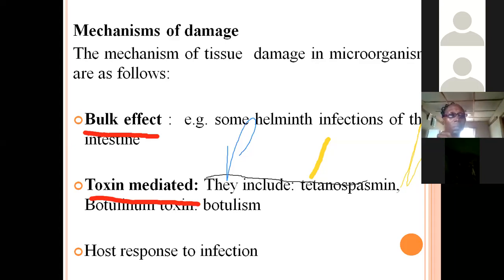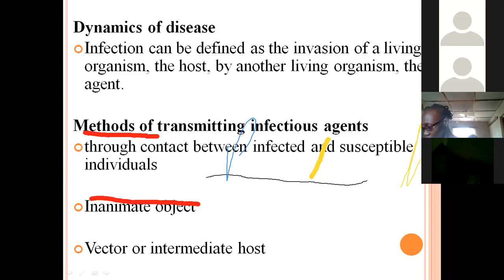Then we have toxin-mediated damage. That is what we can see in case of tetanus, in which the Clostridium tetani will release toxins that would act on the nerves, in which the patient will start having clonic and tonic seizures. Then also we have the host response to infection. So we want to quickly look at dynamics of disease.